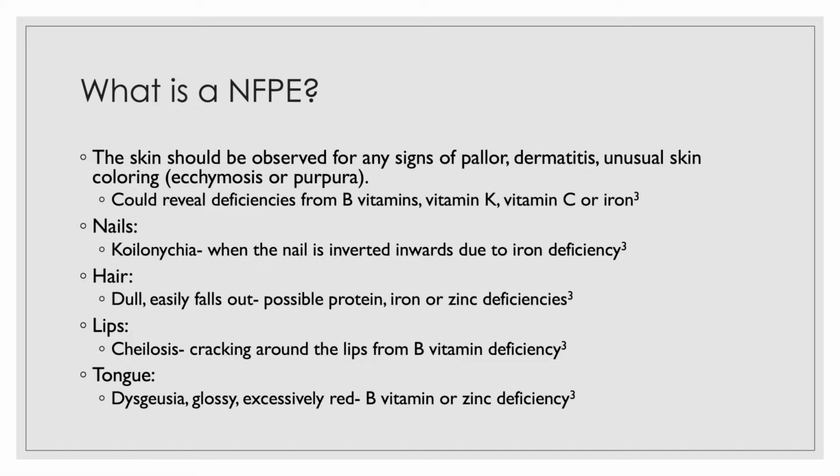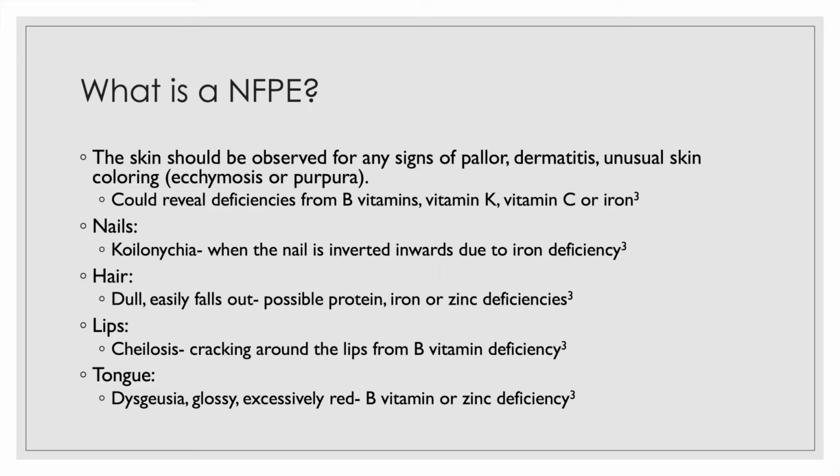So other things to consider for NFPE would be the skin. If we see any signs of pallor, dermatitis, or any unusual skin discolorations, it could be a sign of important deficiencies such as B vitamins, vitamin K, C, or iron. So the pallor, if the person is really pale, it could be a sign of iron deficiency.